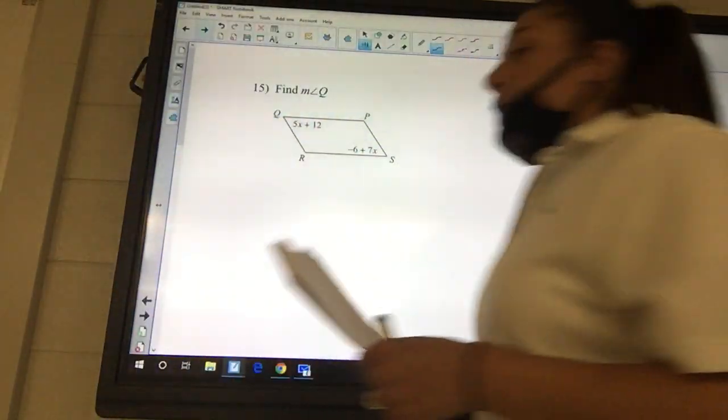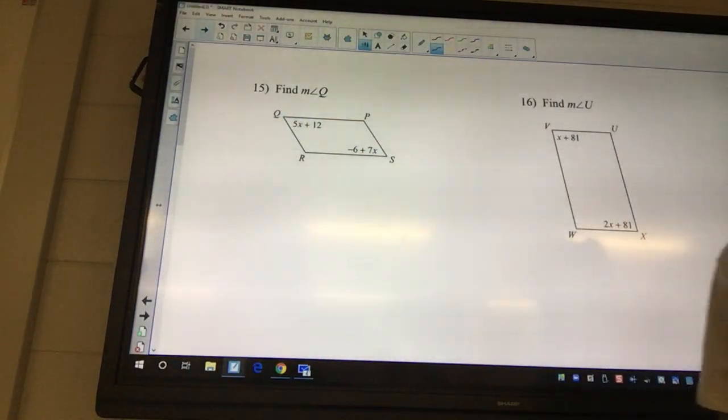Okay, look at 15. Same sides or opposite sides? Opposite.